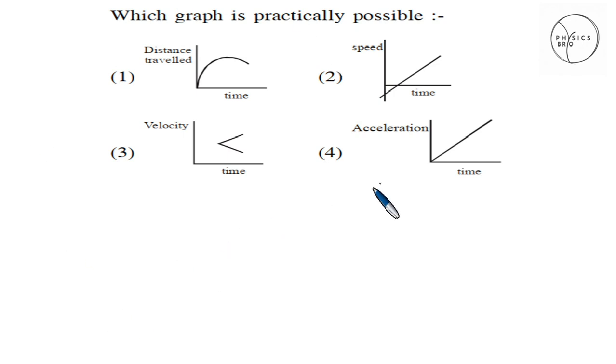A graph problem. There are four graphs, and the question asks which graph is practically possible. We'll understand it by our common sense, and that's the matter. If you have some common sense, you can do it easily. And how will we use our common sense?